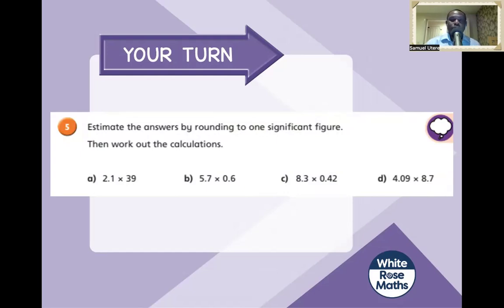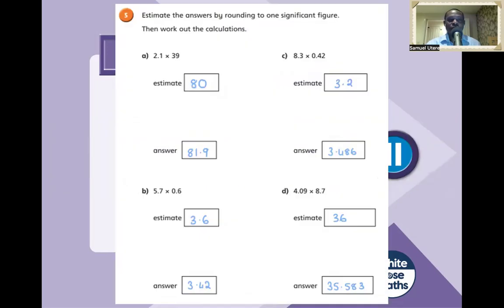Okay, assuming you've paused the video, here are the answers. So mark your work and celebrate your success. So remember to estimate, you round the numbers to one significant figure and you do your calculations. So this is just 2 times 40.